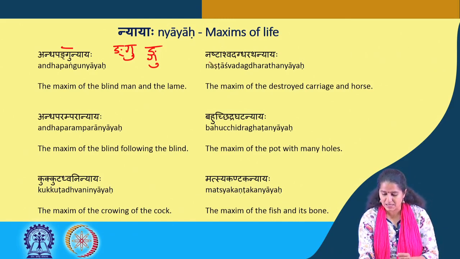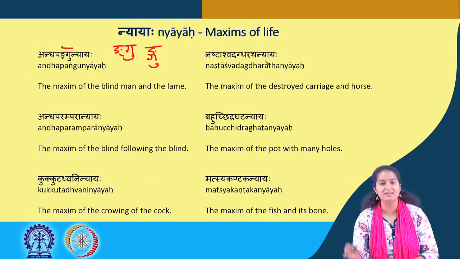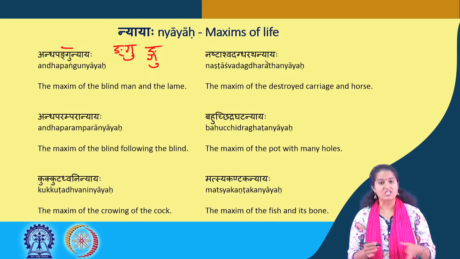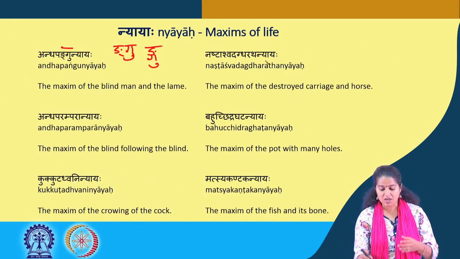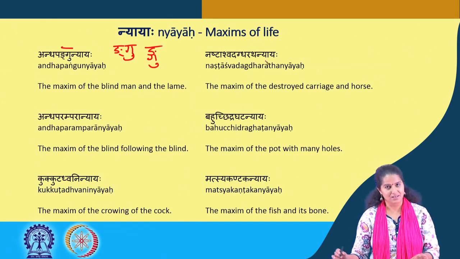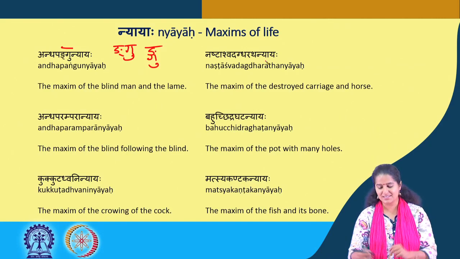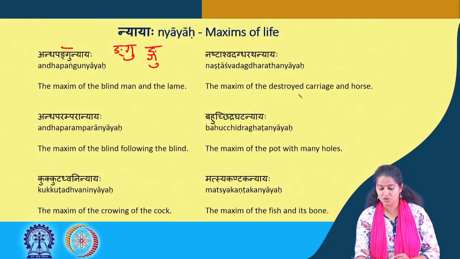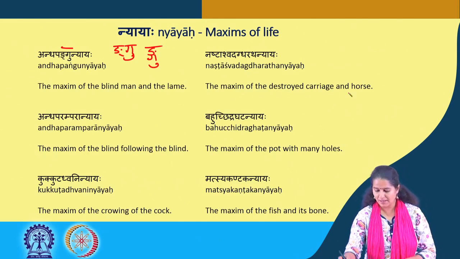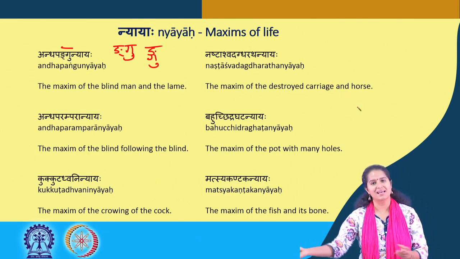The next one is this one, which is nashtashva dagdha ratha nyayaha. So nashta means lost, ashwa is the horse, dagdha is burnt, ratha chariot, nyaya is the maxim. So what is this saying? It's the maxim of the destroyed carriage and horse. In fact, the other way around, the destroyed horse and the carriage.